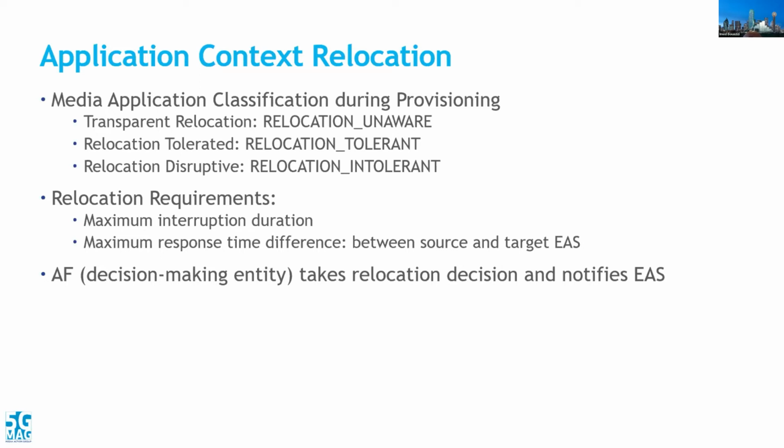We also define criteria for relocation. And of course, we don't specify exactly how the AF or the MSH need to operate to maintain these requirements. But there are ideas, for instance, that the MSH or the AF can perform ping operations to the new EAS or things like that, or measure the bandwidth, the round trip time, or things like that, before making a decision on whether to relocate to a target EAS or not.